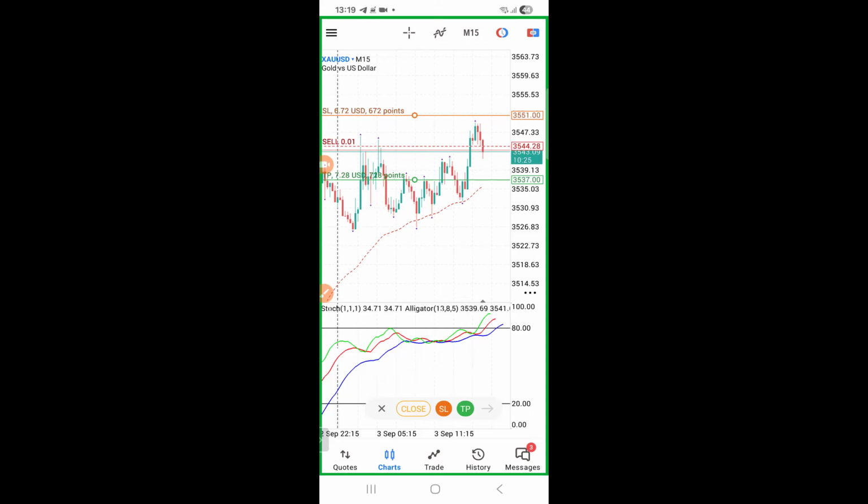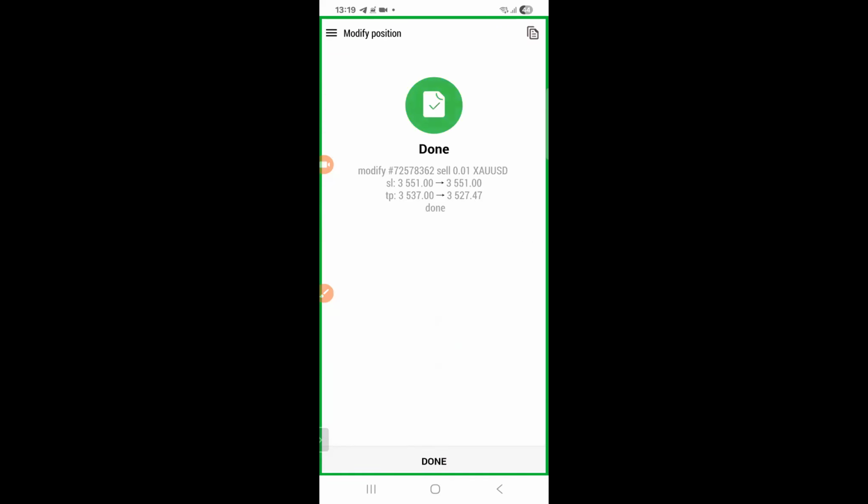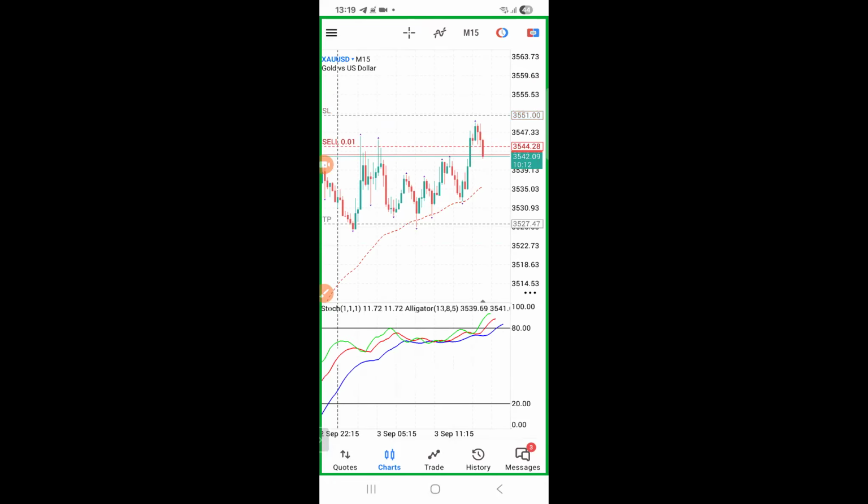Now, if I like, I can drag this one down, depending on where you have set the market to go to, but that's not what you're supposed to be doing. You make your market at this. So I click on modify. That is to say, I'm extending my take profit level.